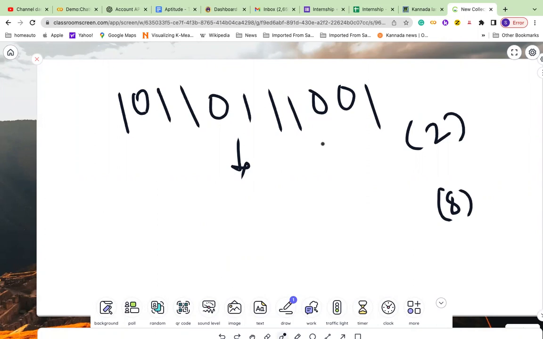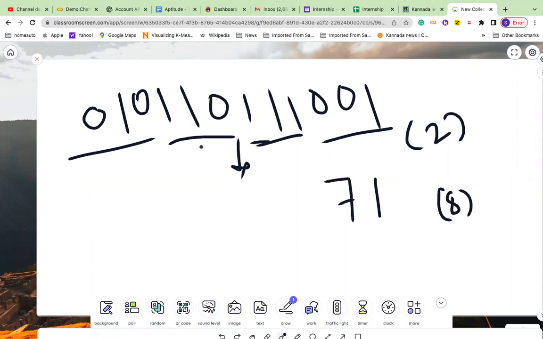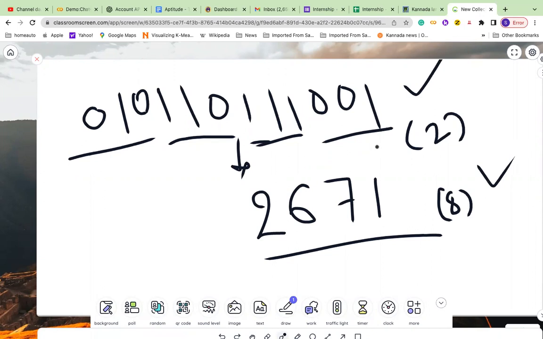Okay. So I have grouped into 3 3. Then what else? What does this represent? 0 0 1 is 1, 1 1 1 is 7, 0 1 1 is 3, 0 1 0 is 2, sir. This is the octal number. This is a binary number. This is the octal number equivalent to the binary number.